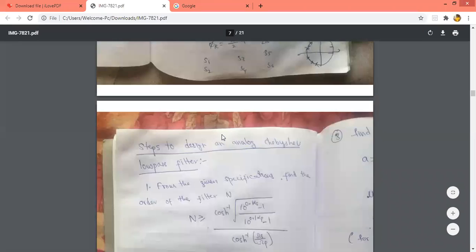Now we see the steps to design an analog Chebyshev filter.